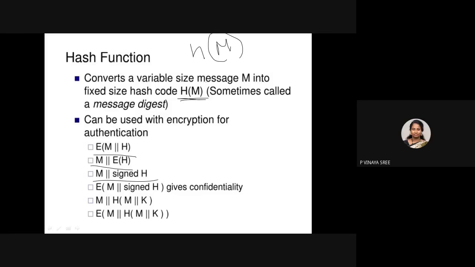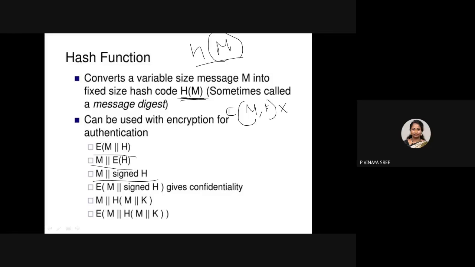Can anyone tell me, in a MAC function what do we pass? A message and a what? Key, ma'am. Yes, good. So for a MAC we pass a message and a key. That will not happen in a hash function. In a hash function we only pass the message, not a key.